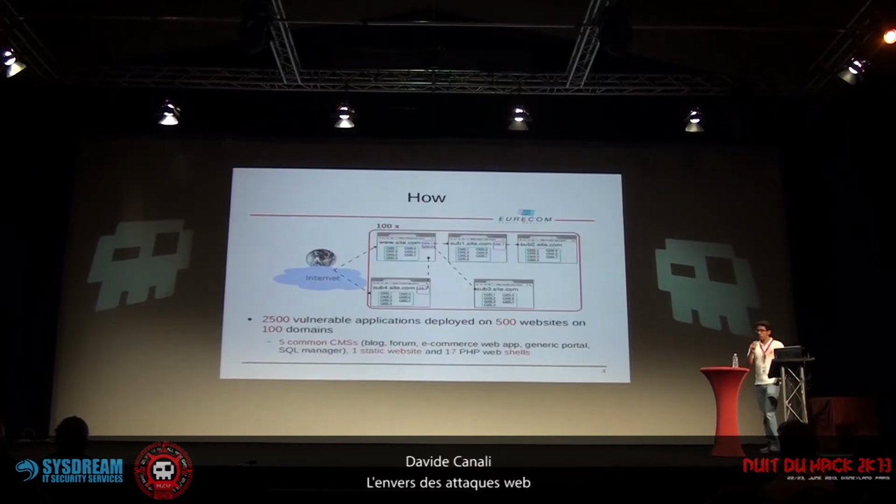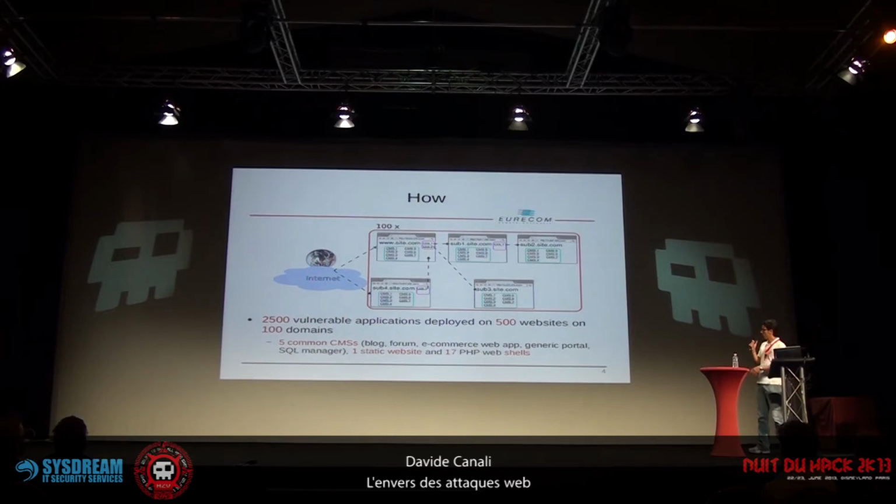So we wanted to go farther. We wanted to analyze what attackers do once they're inside the machine. So this is the infrastructure we set up. We set up a total of 2,500 vulnerable web applications on a total of 500 websites that were hosted on a total of 100 domains we registered.